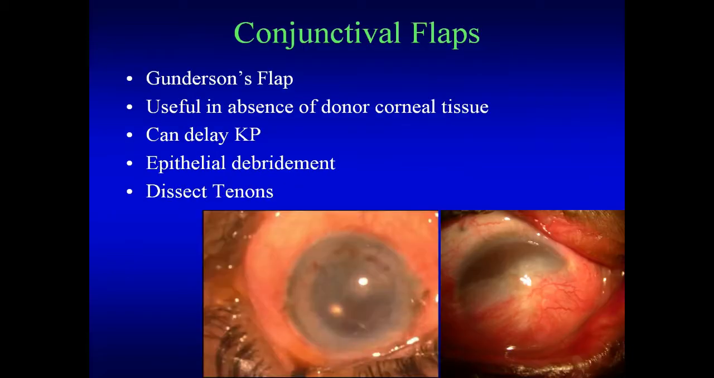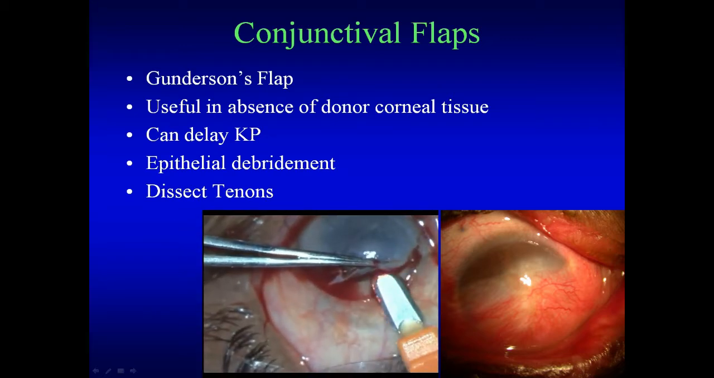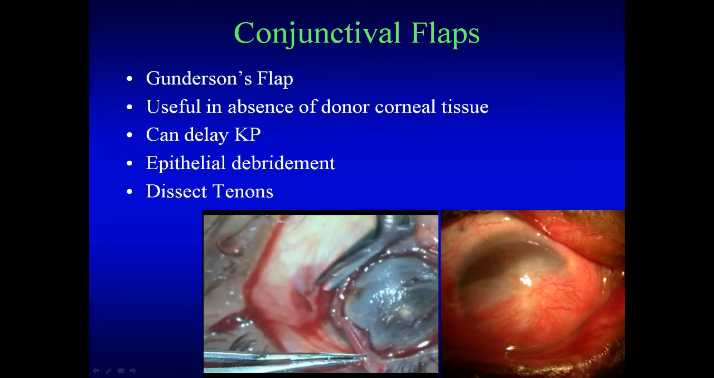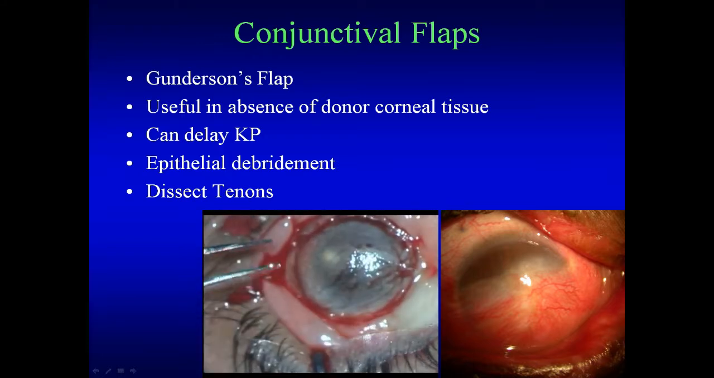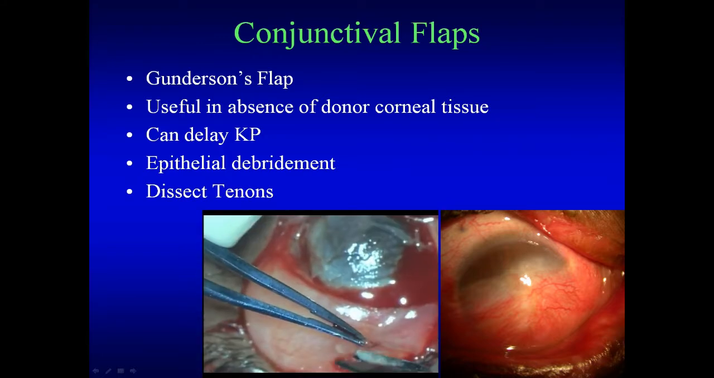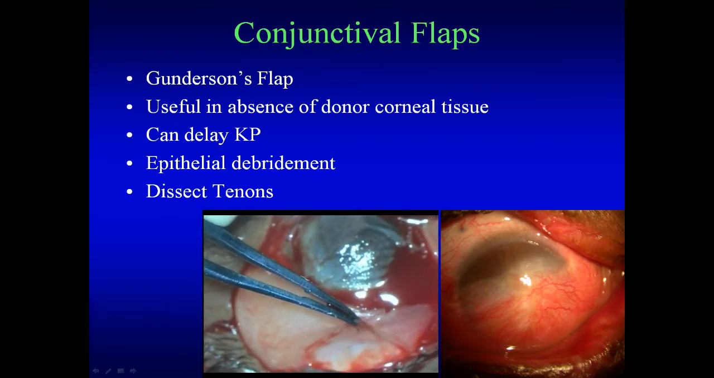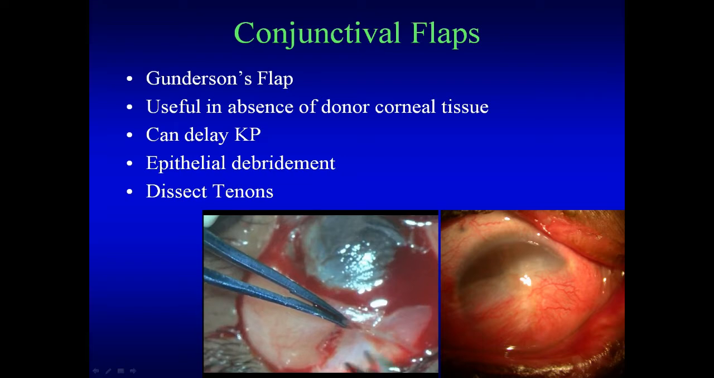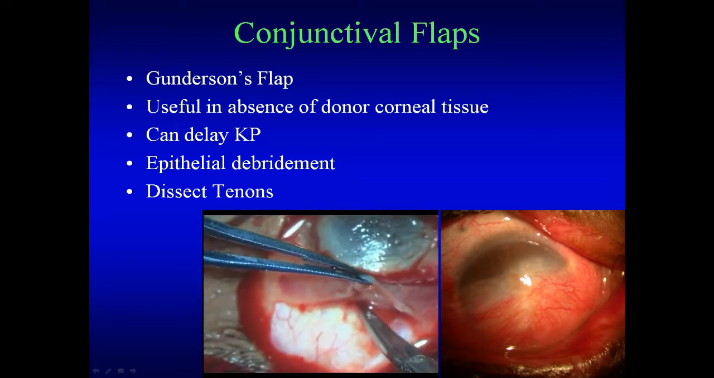And conjunctival flaps: there is a resurgence of this technique during the COVID times. It can be either a full thickness flap like the Gunderson's flap, or it can also be limited conjunctival flaps, especially useful in peripheral ulcers. Important that you always need to remove the Tenon's capsule, as it is an elastic tissue, and you should do epithelial debridement around the ulcer.